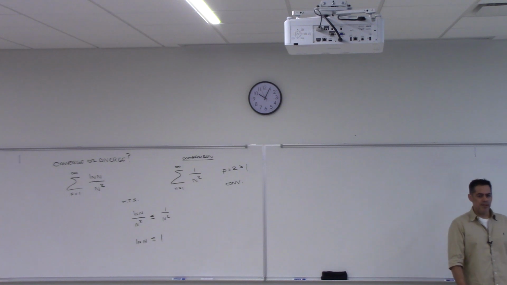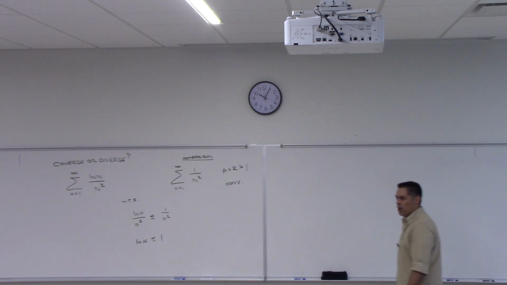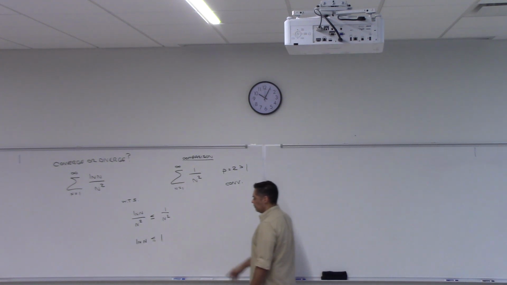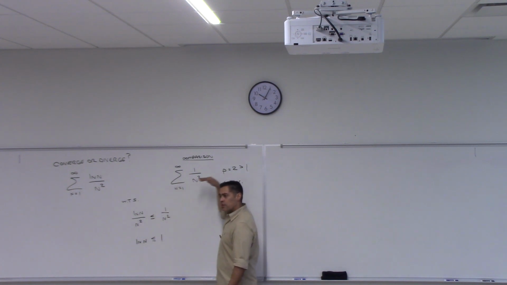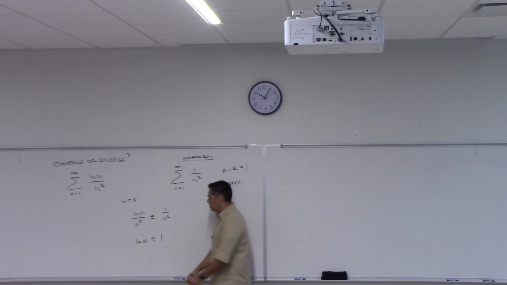Is that true? Is the natural log of n always smaller than 1? Only in the beginning, right? When n is 1, this is true. But after that, it's not true anymore. Natural log function grows. And so it's not going to stay less than 1. So this failed.